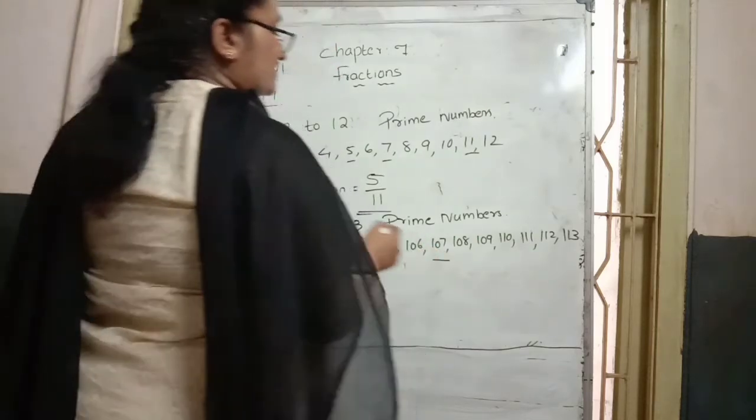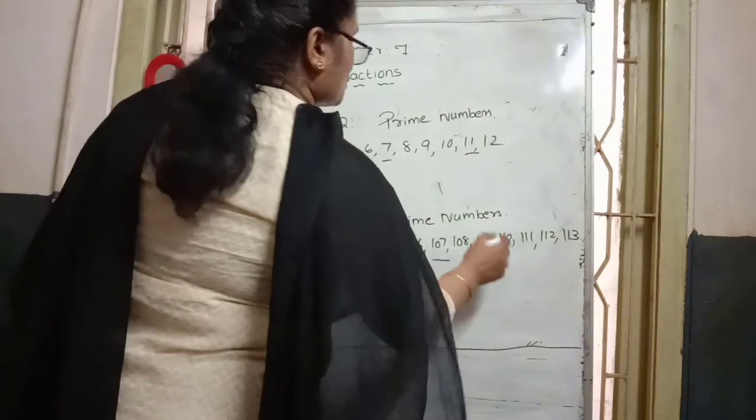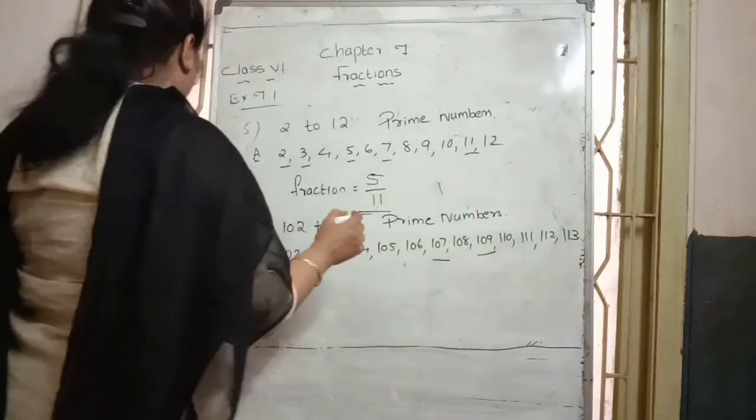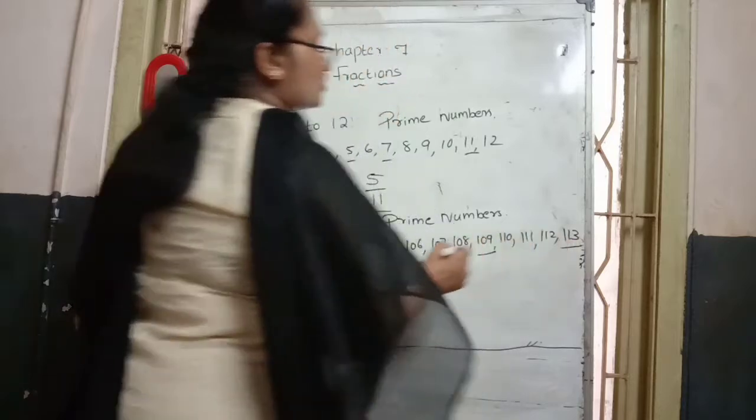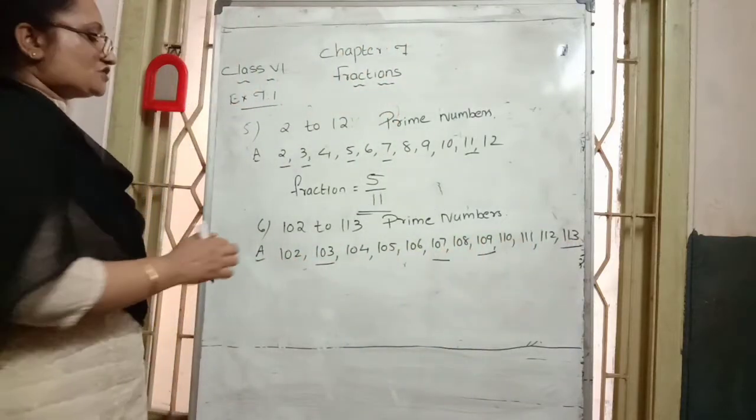Next, 107 is a prime number. Next, 109 is a prime number. Next, 113 is also a prime number. So what are the primes?